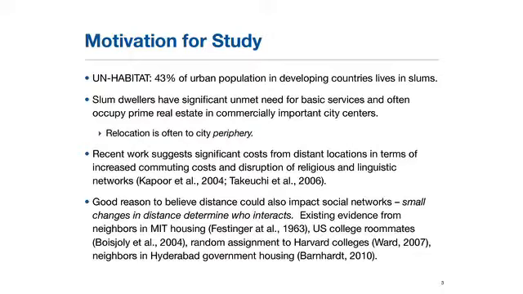And this number is expected just to increase. As urbanization increases, by 2030, we think the population of the world will be 8 billion people, and 2 billion people will be living in slums. Okay, so it's a huge number of people.